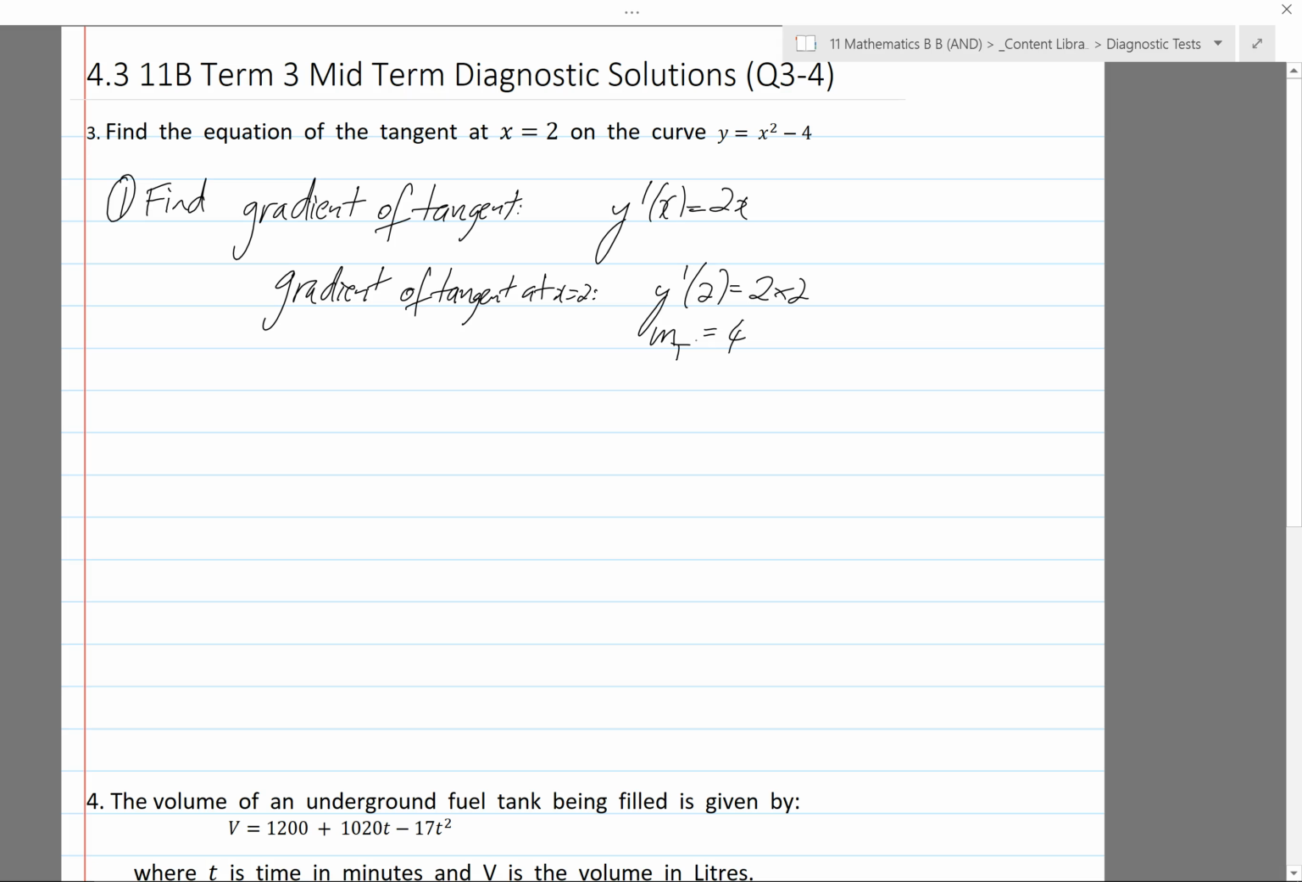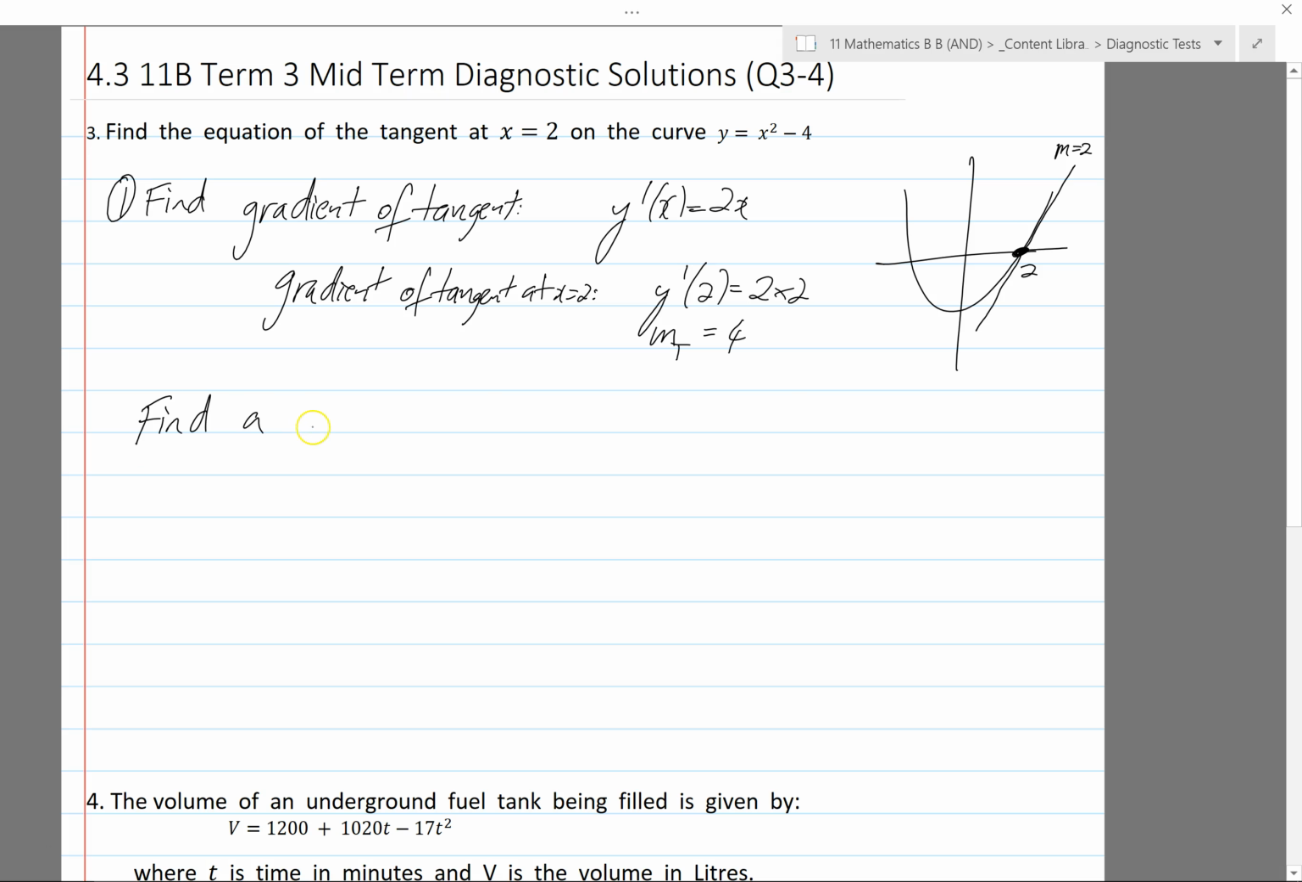To find the equation of the tangent, so at the moment, this is what the thing looks like. The point 2 is probably here. All I know is that this line has a gradient of 4. I don't know the equation of the line yet. To find the equation, I'll need to find the coordinates of this point.